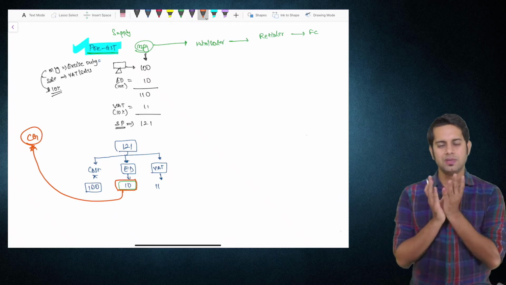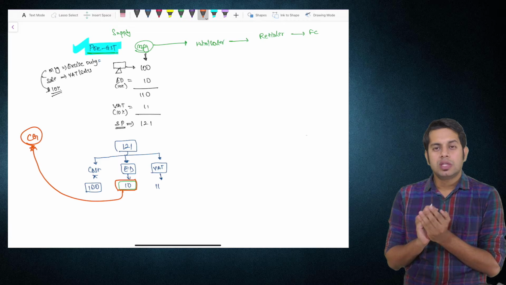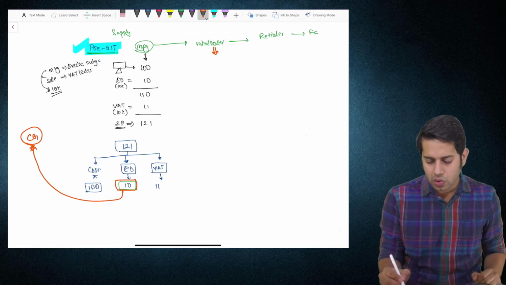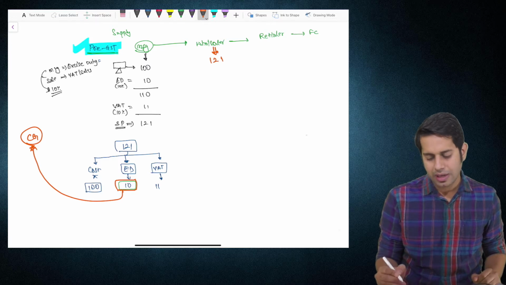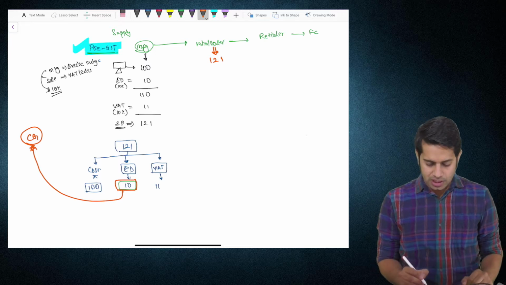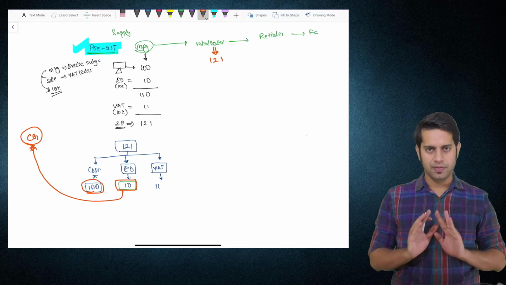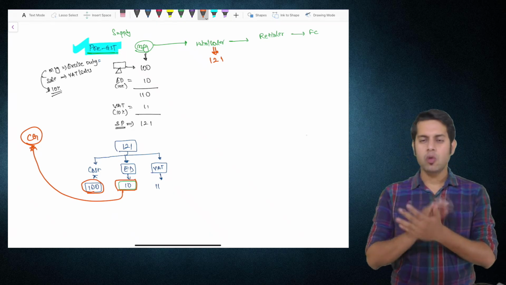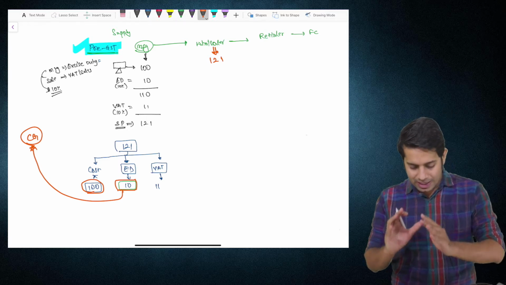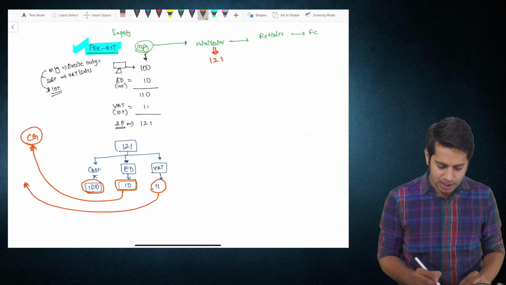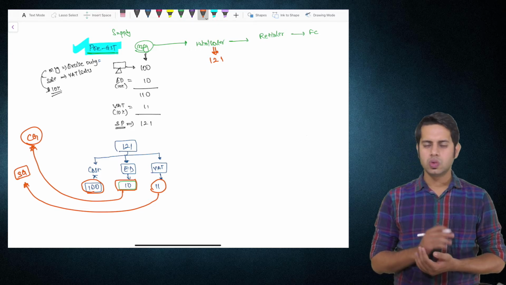The manufacturer is going to sell this product to the wholesaler. From the wholesaler, the manufacturer is going to receive 121 rupees, out of which he will keep this 100 rupees for himself. The 10 rupees of excise duty, he is going to give to the central government. And this 11 rupees of VAT, he is going to give to the state government.